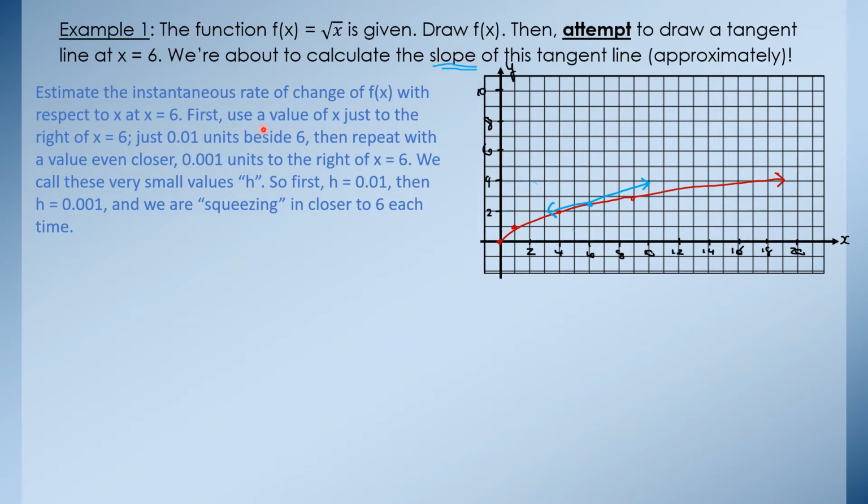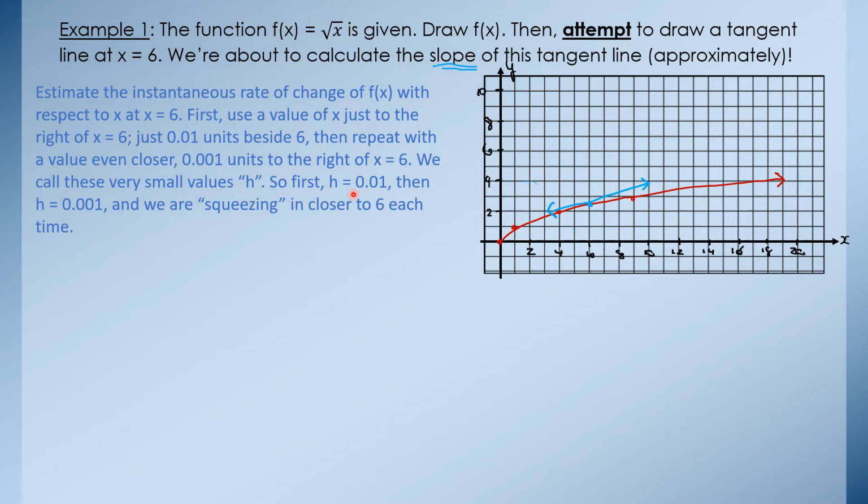First, we're going to use a value of x just to the right of 6. So we're just going to move a little bit over, 0.01 units beside x. So we're going to be looking at 6.01 right over here. We want to look at a point on the red curve that's just beside 6. And then we're going to do that, and we're going to go even closer. We're going to go 0.001 units to the right of 6. We're going to get even closer to 6. We call these very small values h.